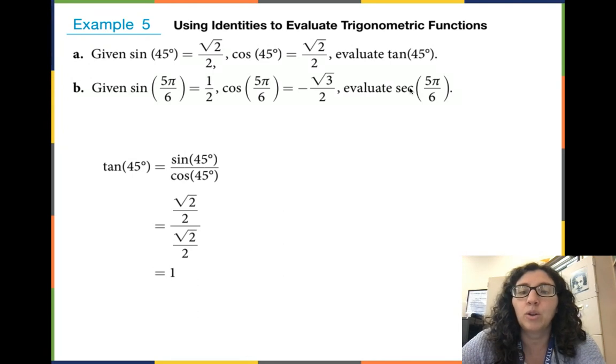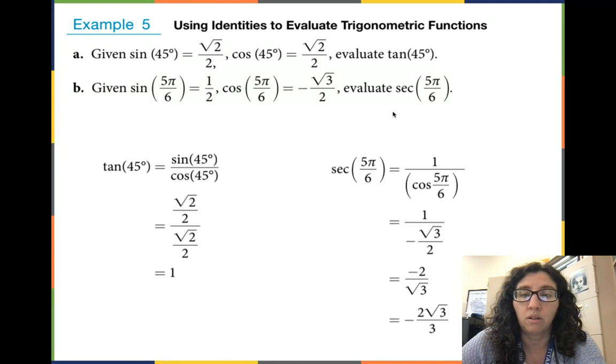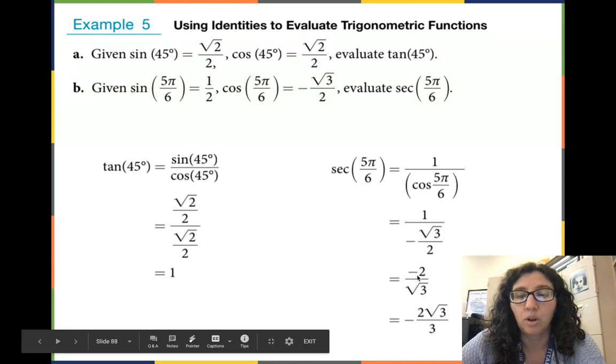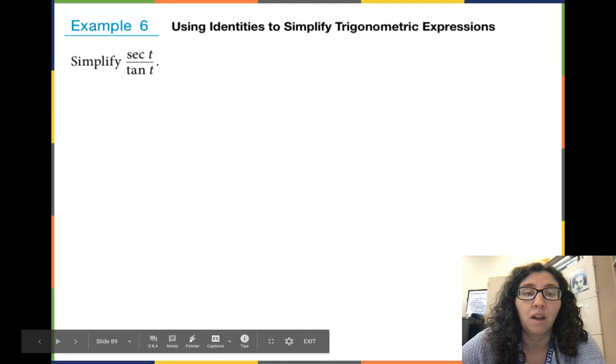Evaluate secant. Well, secant is 1 over cosine. So it's going to be 1 over cosine of 5 pi over 6, which is 1 over negative square root of 3 over 2. We get negative 2 over square root of 3. We rationalize the denominator to get negative 2 square root of 3 over 3.